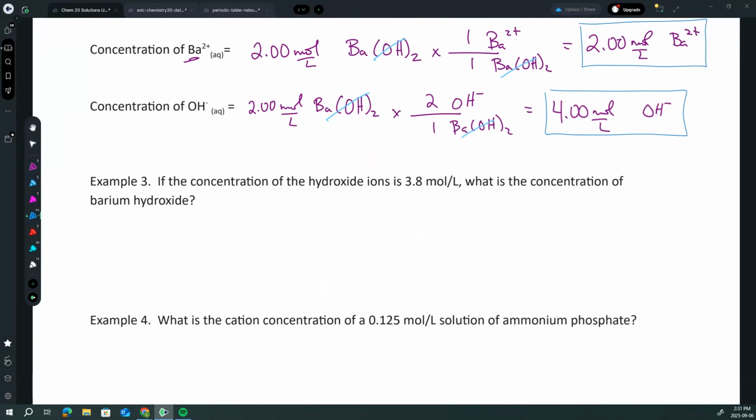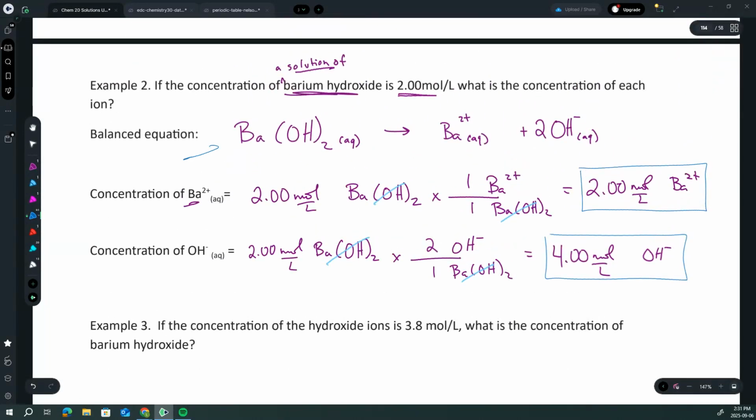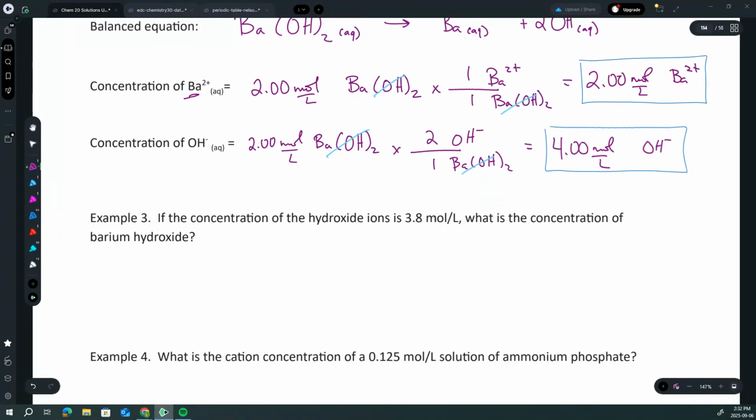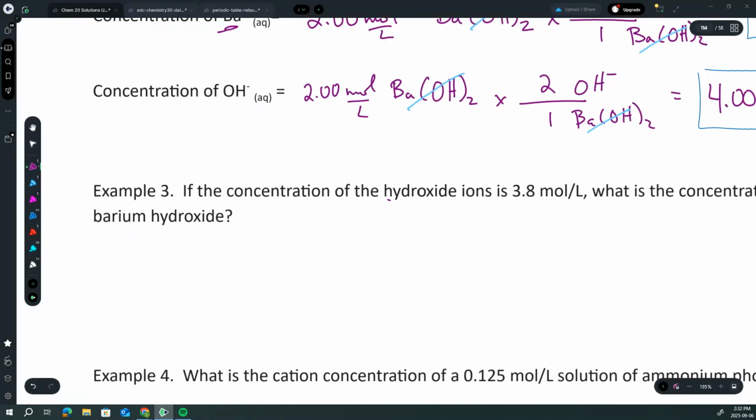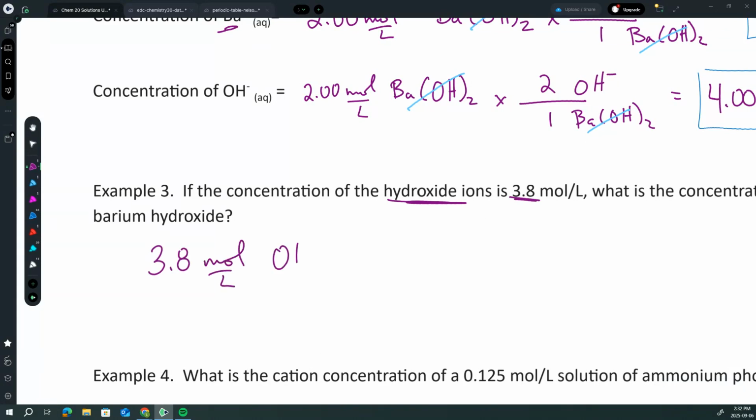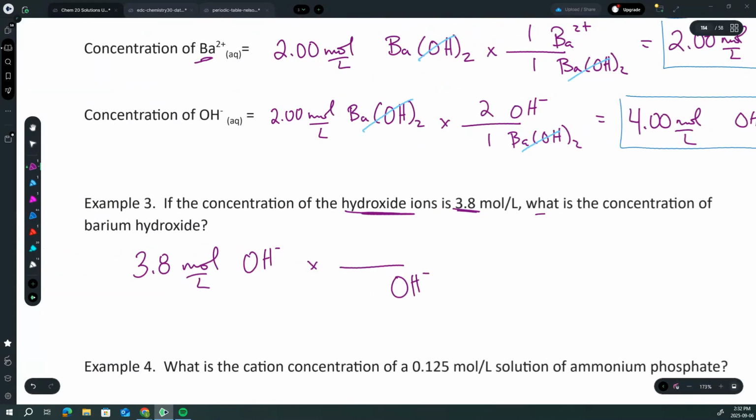For the next example, if the concentration of the hydroxide ions is 3.8 mole per liter, what is the concentration of barium hydroxide? So we're still using this dissociation equation to answer example number 3. Okay, so I'm going to start off with the hydroxide ion concentration, so 3.8 mole per liter. Hydroxide times by a fraction sign. So we're given the hydroxide ions, and since it says what is the concentration of barium hydroxide, that's what we want.